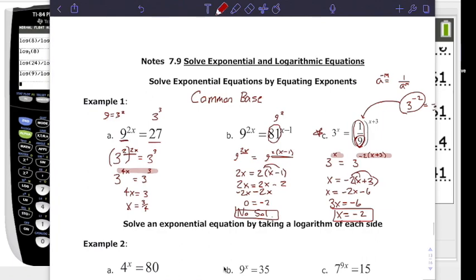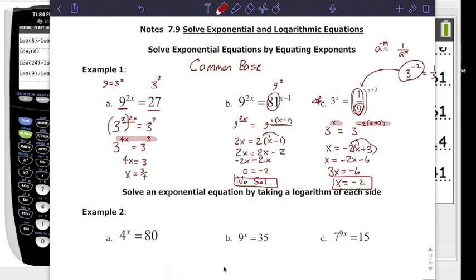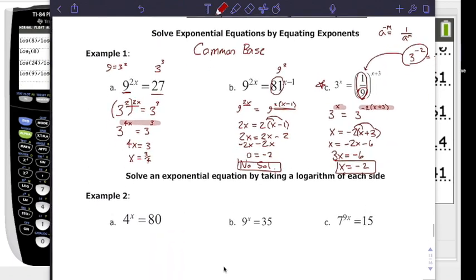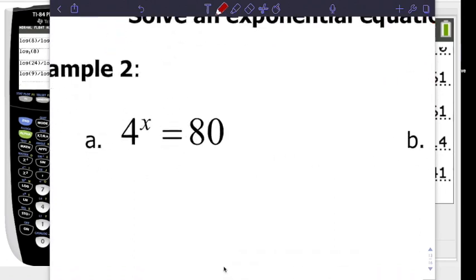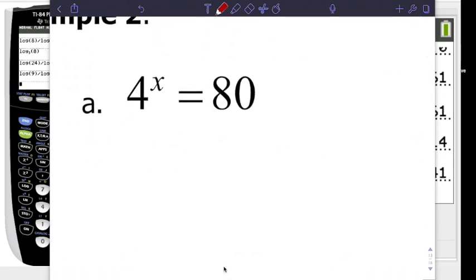Now, not all of them are you going to be able to rewrite with common bases. So, for example, something like this, you have 4 raised to x equals 80. You cannot rewrite 80 as 4 raised to something. So we're kind of stuck.